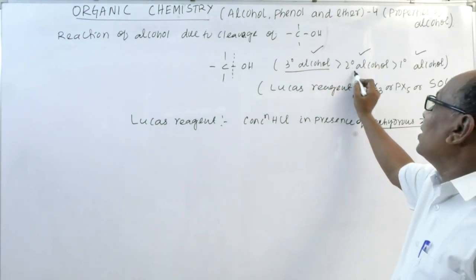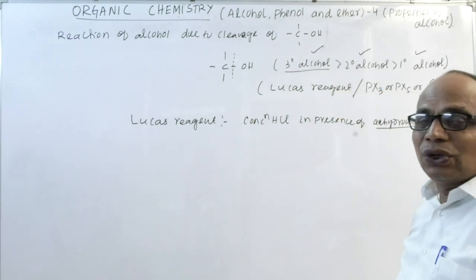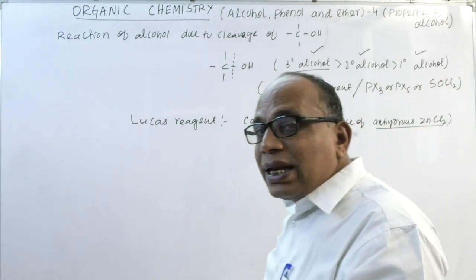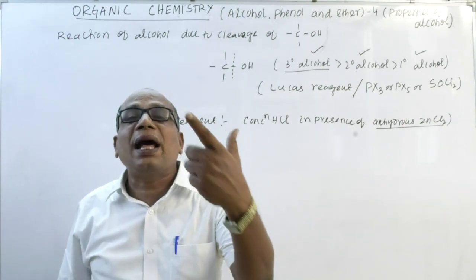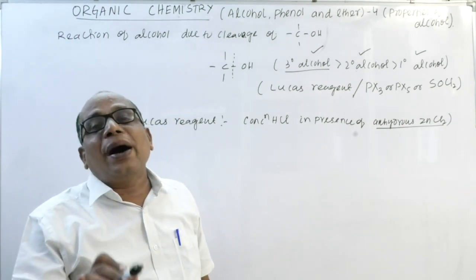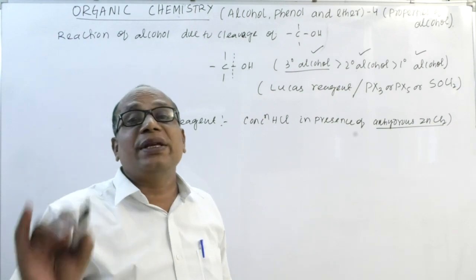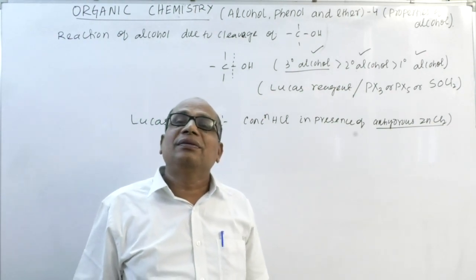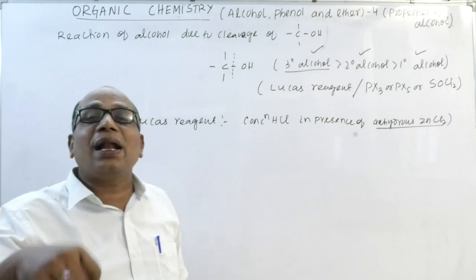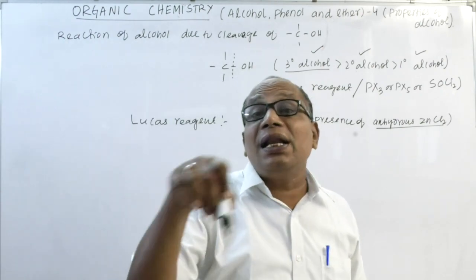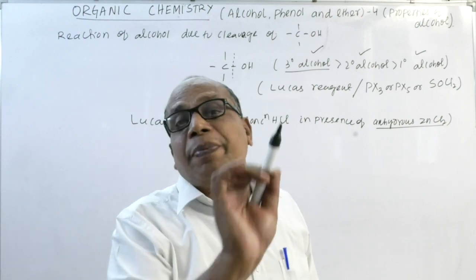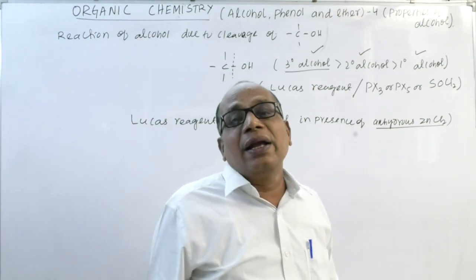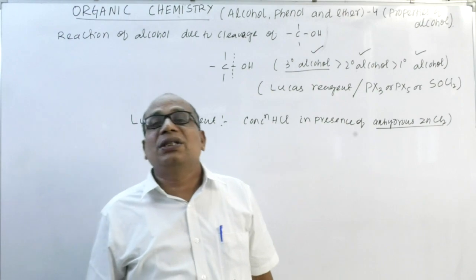And what about secondary? The secondary alcohol is less reactive than this one. So the Lucas reagent reacts with the secondary alcohol to give the white precipitate of alkyl chloride after 5 minutes. And what about the primary alcohol? Primary is still less reactive, so to give the precipitate, it requires some heat.